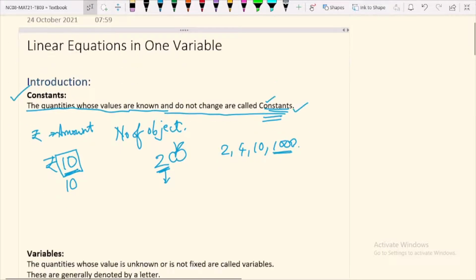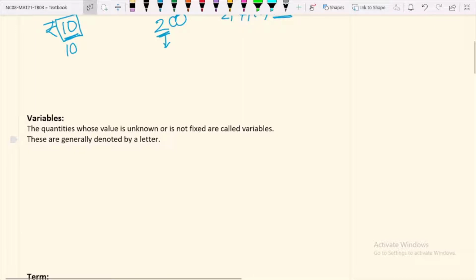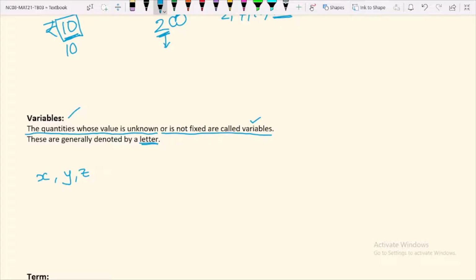The next topic is variables. The quantities whose value is unknown, or not fixed, are called variables. These are generally denoted by a letter. In algebra, we use X, Y, Z alphabets. In arithmetic, we use just the numbers; in algebra, we start using alphabets also. These alphabets are called variables, and they are used to denote quantities whose values are unknown or not fixed.